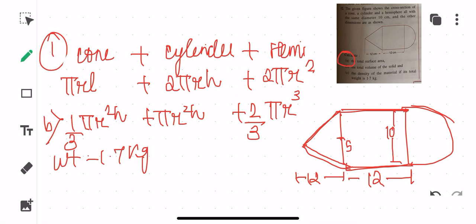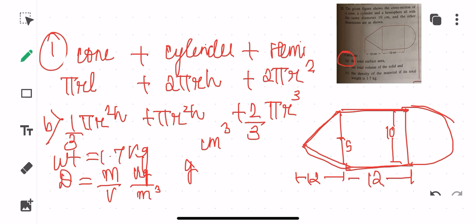Okay, so what is the formula, children? Density is given by mass upon volume. So from here, since every unit has been given in centimeter cube, your answer can be in centimeter cube. There are two ways, children. Either you can find out density in kg per meter cube or gram per centimeter cube. You just have to use this formula.